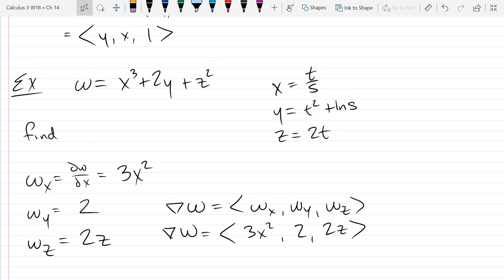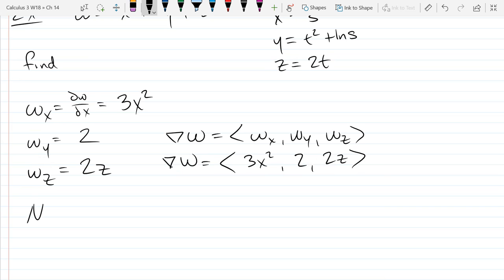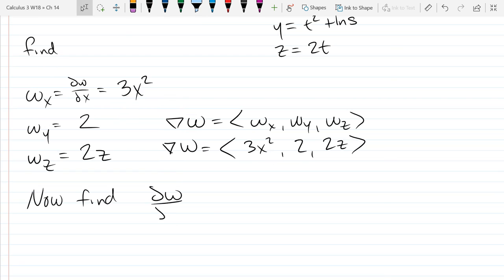Now we're going to go for another partial. And I can either do dr, or dt, or ds. Let's go for the s derivative of w.